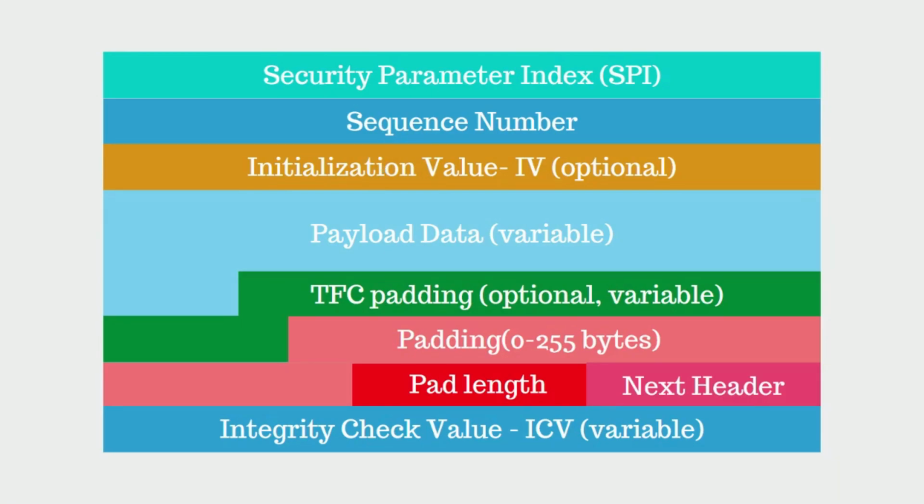If present, this is required by the encryption or authenticated encryption algorithm used for ESP. If tunnel mode is being used, then the IPsec implementation may add the TFC padding, which is an optional and variable length field. TFC, traffic flow confidentiality, padding is added after the payload data and before the padding field, as explained subsequently. It will be explained later.